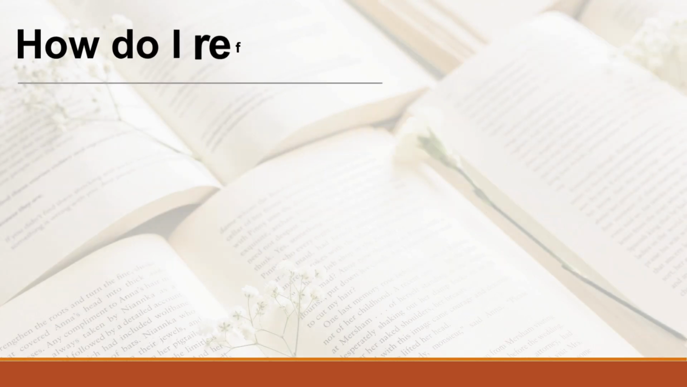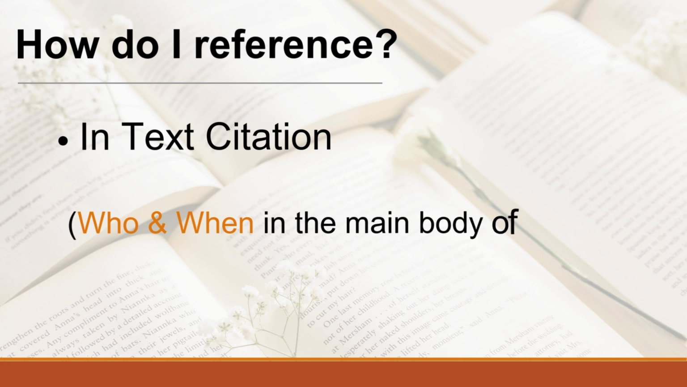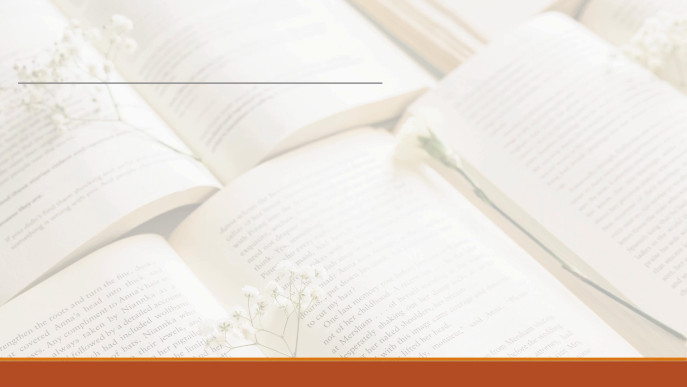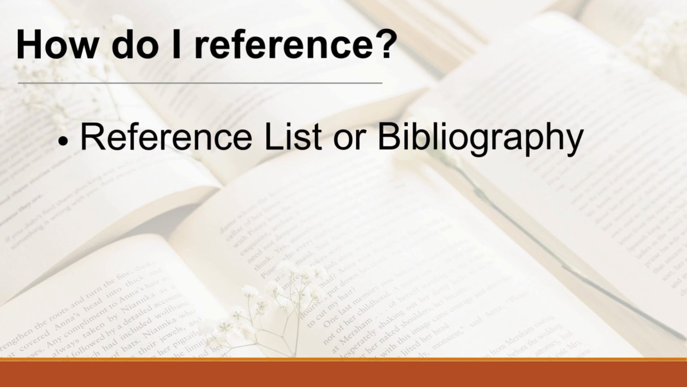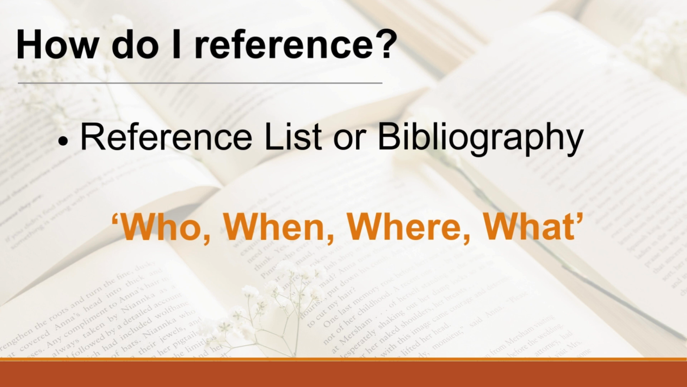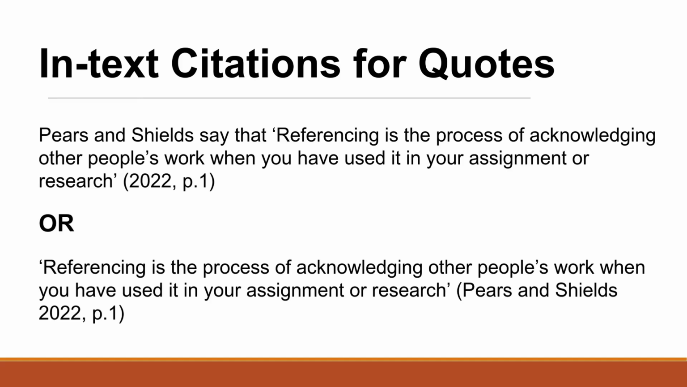How do I reference? The Harvard system requires 2 steps. The first step is an in-text citation, including information about who and when in the body of your assignment. The second step is to create a list of references at the end of your work, including the information who, when, where, and what.